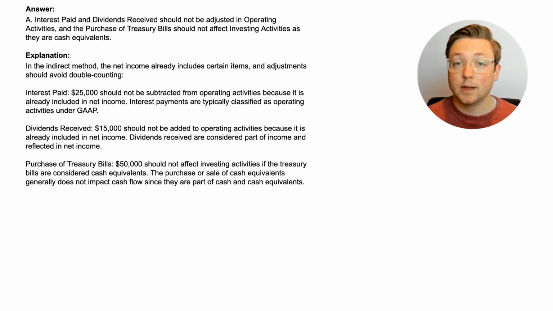Interest payments are typically classified as operating activities under GAAP. So they already paid their interest in their net income, and cash already left the account, which is why you start with net income and then you just make the necessary adjustments, because net income a lot of times does have most of the correct cash adjustments. You just have to adjust for a few more things. Then you go to the dividends received, similar thing. The cash that they received for that was already recorded in net income, so they don't need to add it to the net income again. That would be double counting.